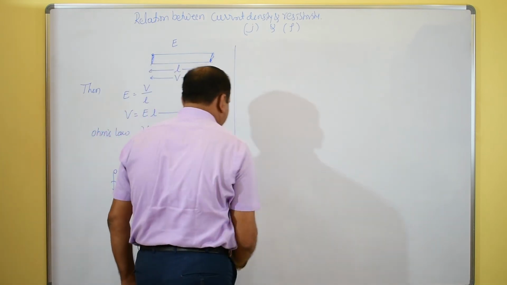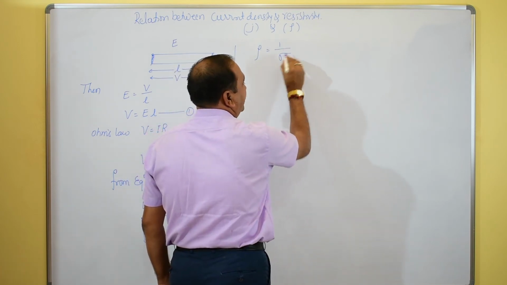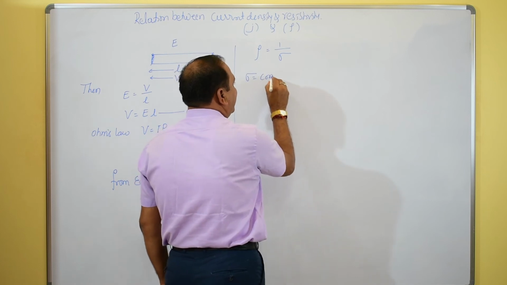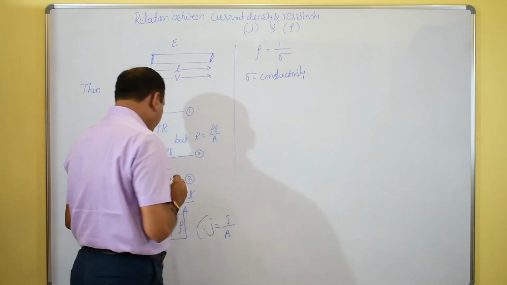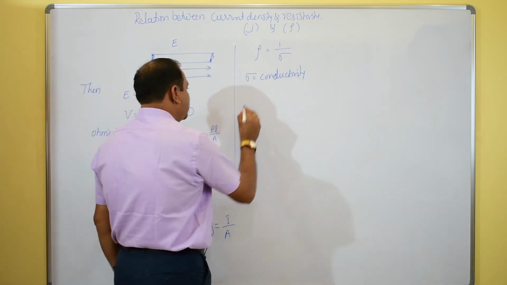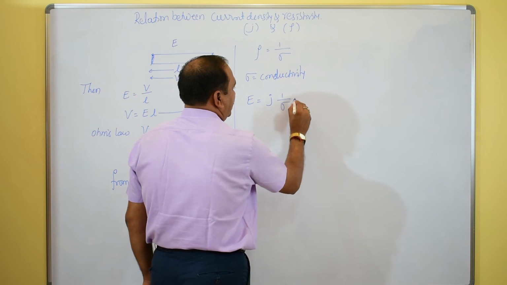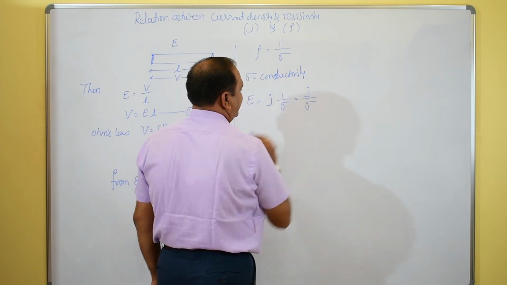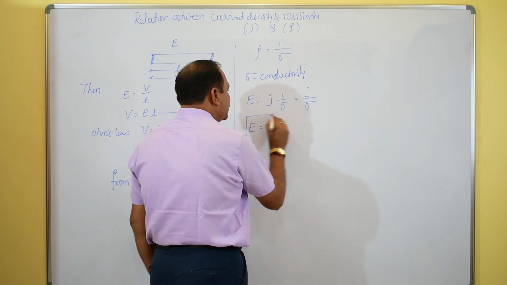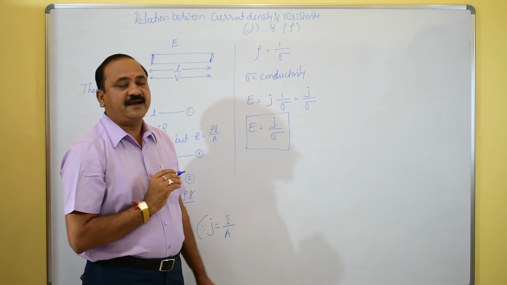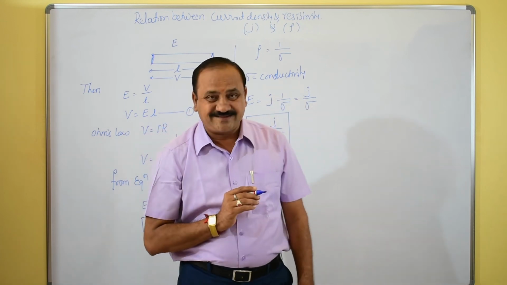Suppose resistivity rho equal to 1 divided by sigma, where sigma is the conductivity. Then the relation becomes E equal to J into 1 divided by sigma, or J divided by sigma. This is also a relation connecting current density and sigma. This is also one of the important concepts.